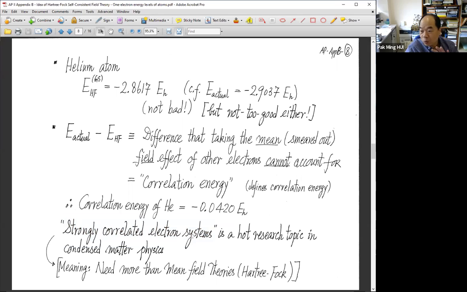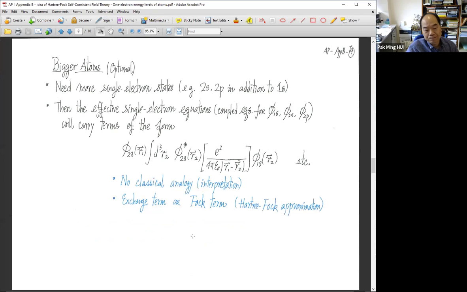So here I just want to introduce this term so that later on, when you have some opportunities to select some research topics, you will know: correlation, strongly correlated. What does it mean? It means this average way of handling electron-electron interaction is not sufficient in those systems.